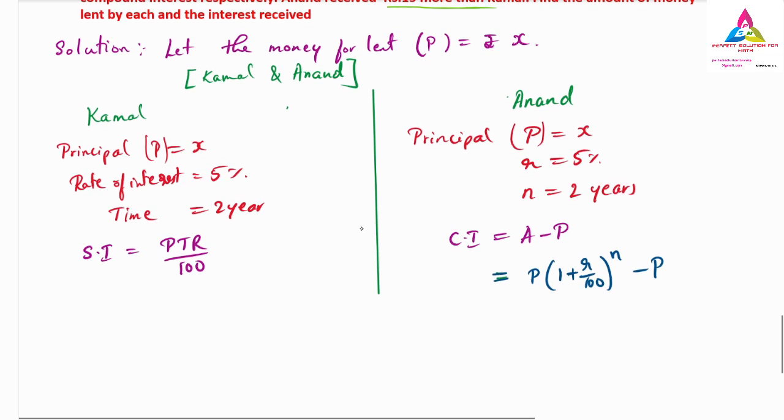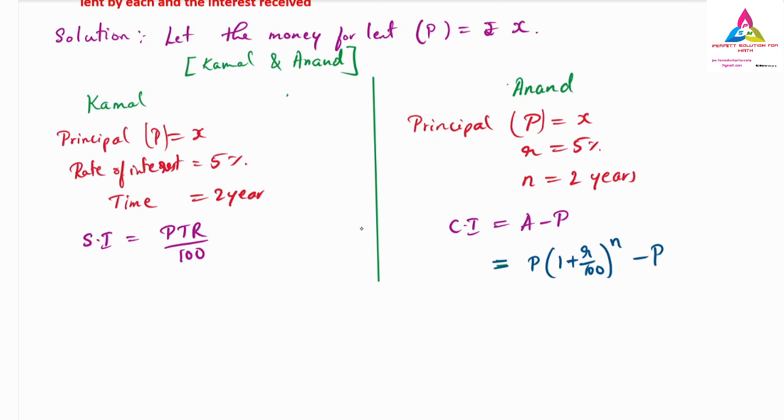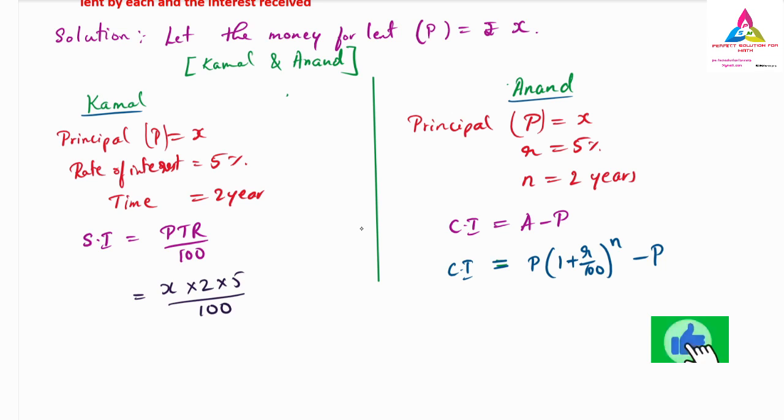So let us substitute and find the answer. I will take a little bit down and everything is here only. Let us substitute that and find the final answer. Obviously, first we will go for Kamal because his answer is in simple interest form. So calculate simple interest is equal to P, the principal amount X we have taken, time being 2 years and rate of interest 5 divided by 100.